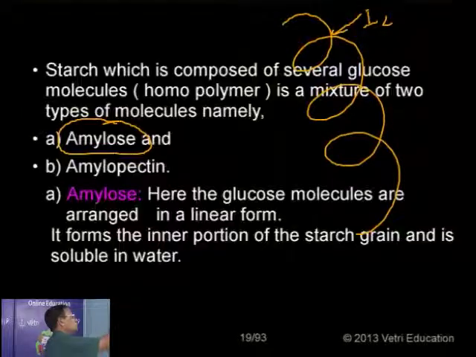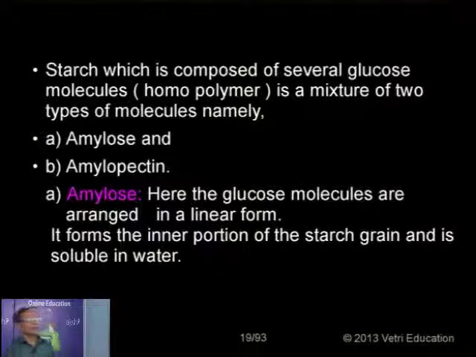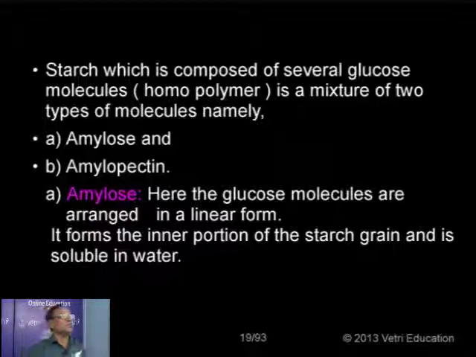Then let's see the structural aspect of starch. It is a homopolymer. I mentioned what we mean by homopolymer: a homopolymer is one which is formed of the same type of monomers. Cellulose is also a homopolymer made up of glucose. Just like cellulose, starch is also composed of several glucose molecules. The unit glucose molecules are the monomers.